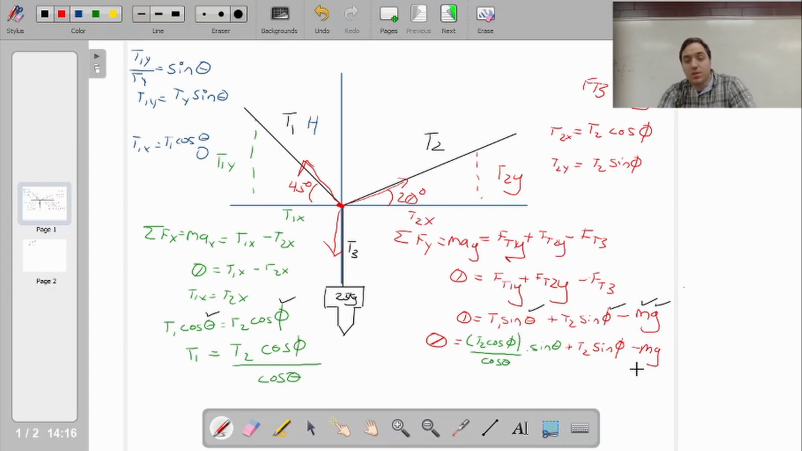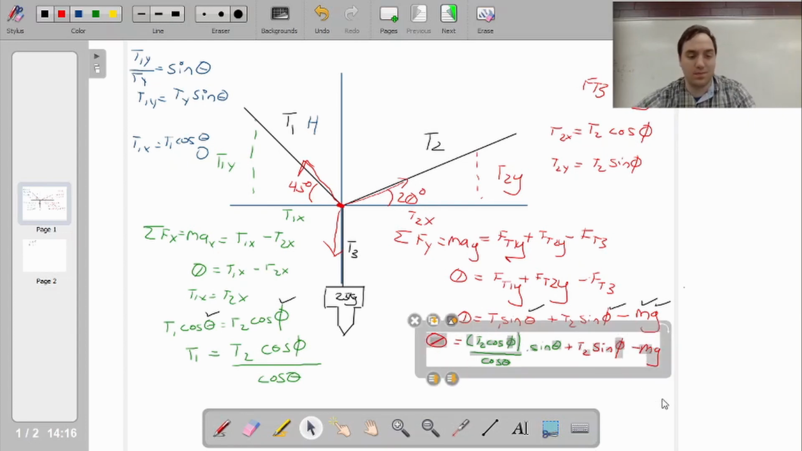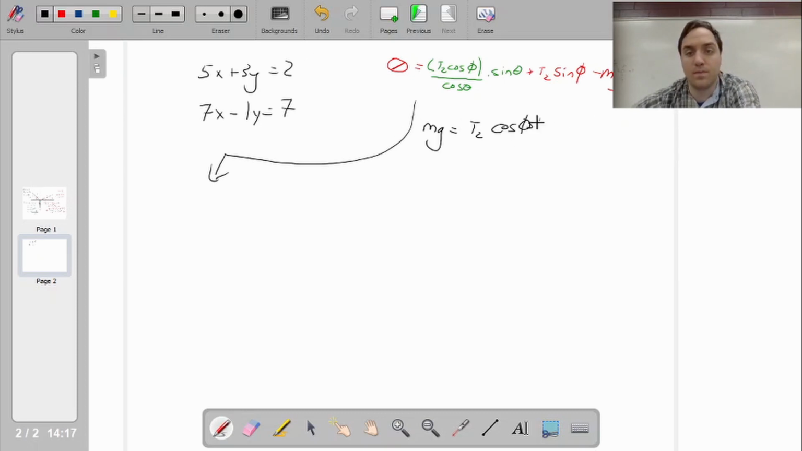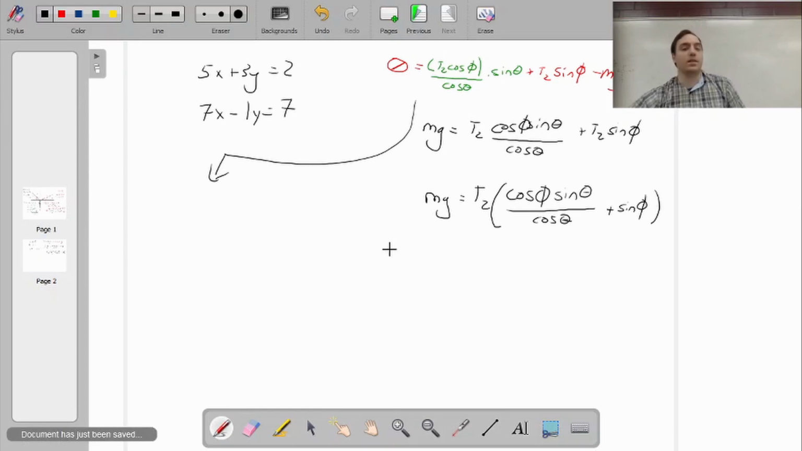And from here, it's just a matter of solving out the equation, getting T2 by itself. Let's take that to the next page. I can plug in my numbers right now and solve. I'm going to continue doing this symbolically. If you want to do numbers, I'll show that over here after pause. But solving symbolically, I need to get T2 by itself. So let's get the mg to the other side. T2 will factor out, and then divide to the other side.